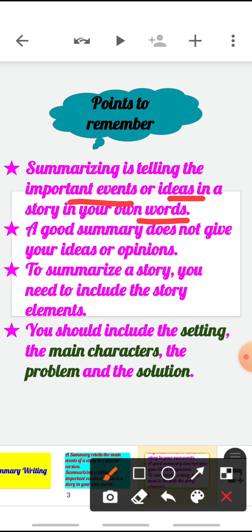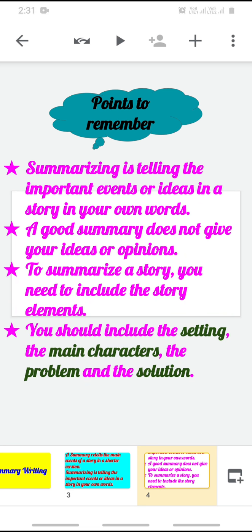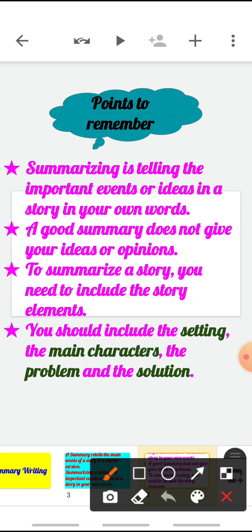A good summary does not give your ideas or opinions. As I have told you, in your own words means that whatever ideas or opinions you are getting, that doesn't mean you will write them down. What you have to do is only take out the events and ideas and write them down in your own words. But you must not write your own ideas or opinions while summarizing.